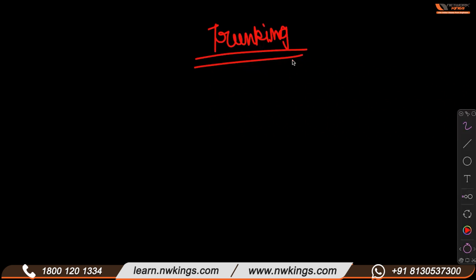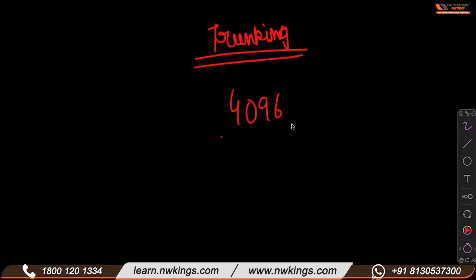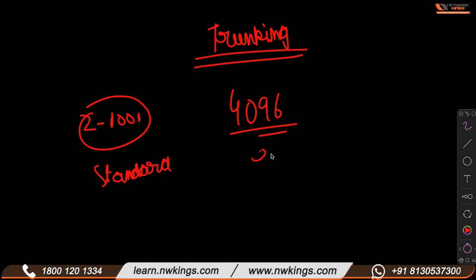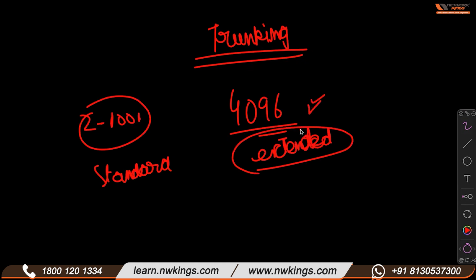How many VLANs can we create in total? We can create in total 4096 VLANs. I told you that we could create anything from 2 to 1001, but those are standard VLANs. We also work with something known as extended VLANs. We can also create extended VLANs.